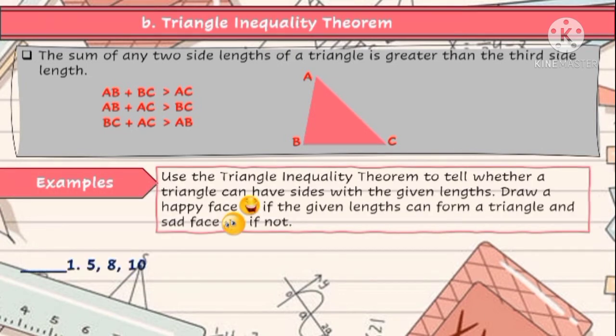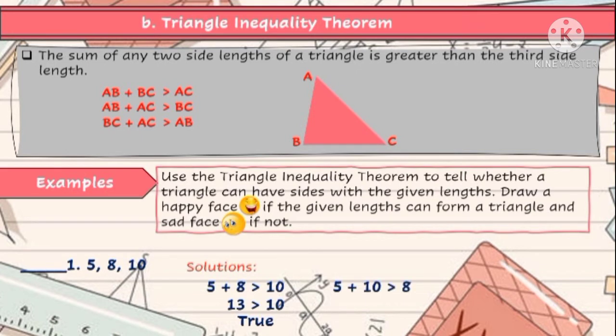Examples. Use this theorem to tell whether a triangle can have sides with the given lengths. Draw a happy face if the given lengths can form a triangle and sad face if not. For number 1, the lengths are 5, 8, and 10. For the solutions, let's add first 5 and 8. Dapat ito ay greater than sa third side length na 10. Simplifying it, 13 is greater than 10, which is true.